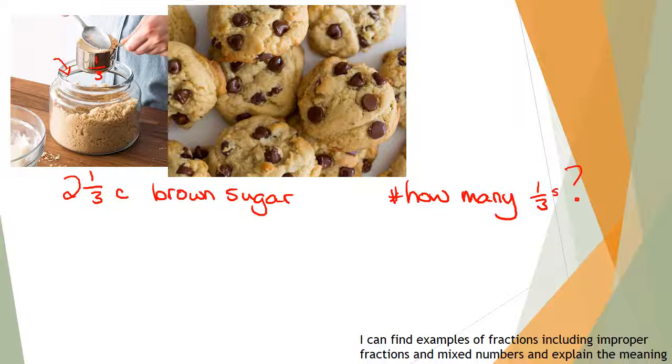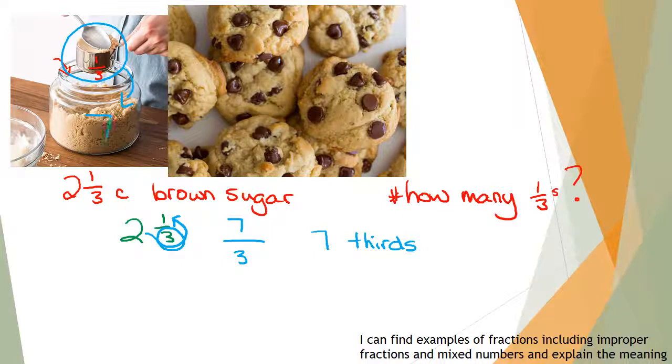So let's do the loop and swirl. 2 times 3 is 6. Add the top is 7. Original denominator, thirds. So if you need 7 thirds, that means you're going to use this 1/3 of a cup to dip into the jar 7 times. And those 7 thirds will give you your 2 1/3 cup of brown sugar.